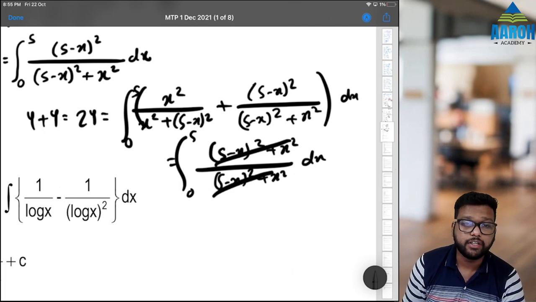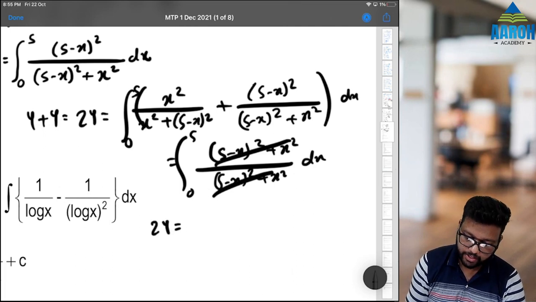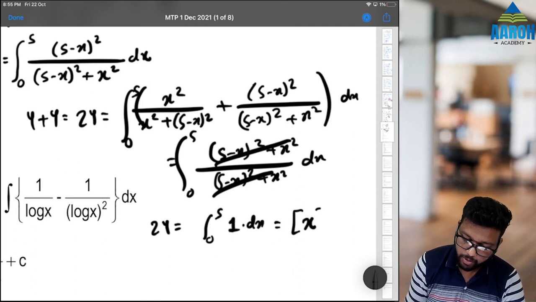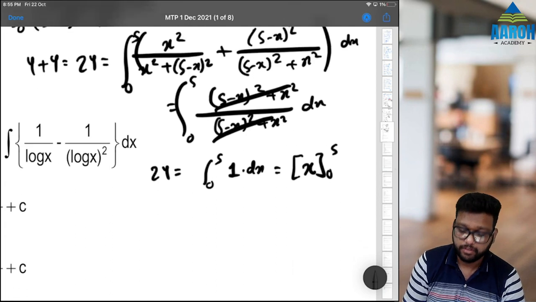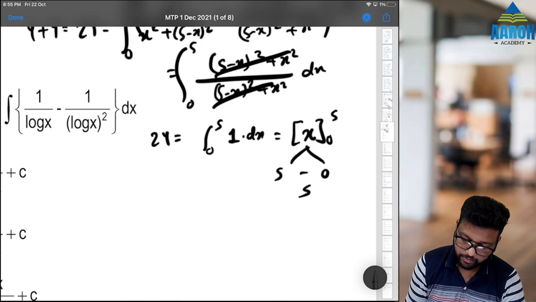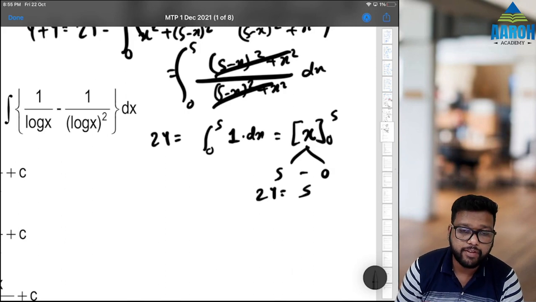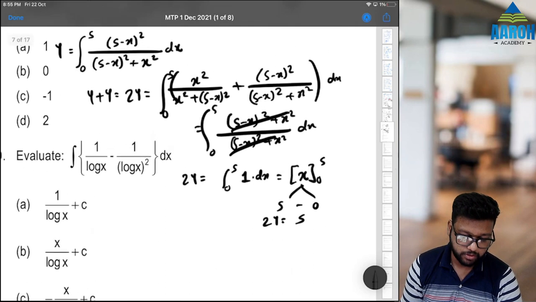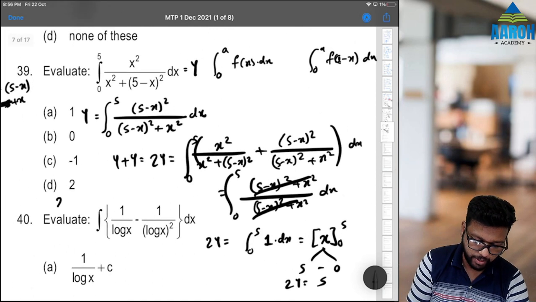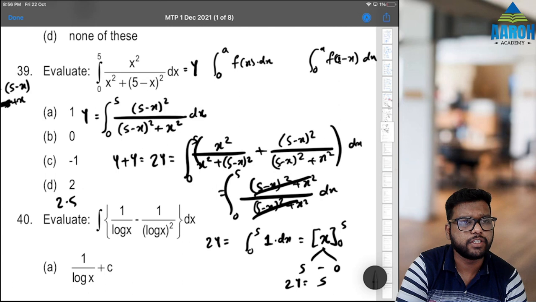So it will be cancelled. So 2y is nothing but the integration of 1. Integration of 1 is x from 0 to 5. That means just 5 minus 0, which is 5. So 2y is equal to 5. That means y is equal to 5 by 2. 5 by 2 will be the correct answer, which is not in the options. But 5 by 2, 2.5, is the correct answer for 39.